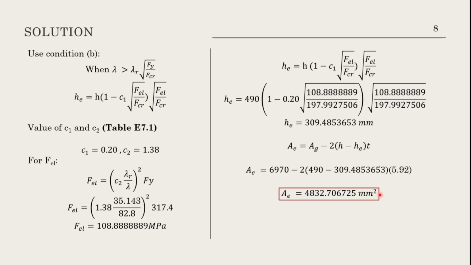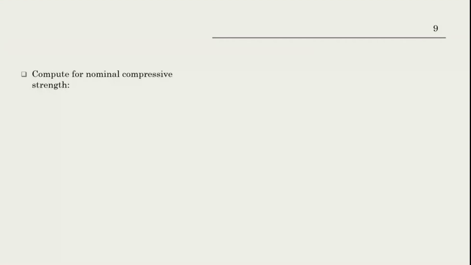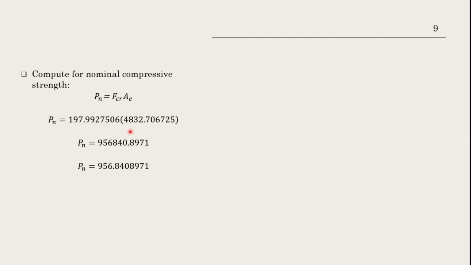From here, we now compute the nominal compressive strength. We can now compute it because we already have the effective area AE. So we just multiply FCR and AE like this one, and then we obtain the nominal strength. Okay, so this is now the nominal compressive strength of the column.